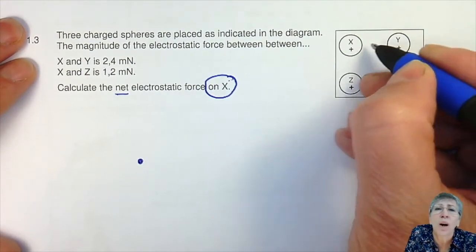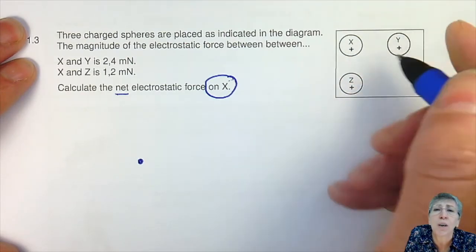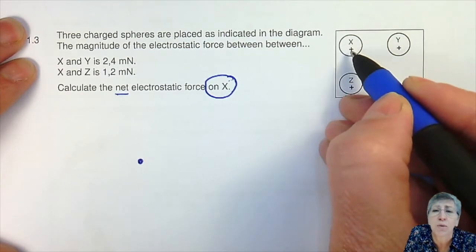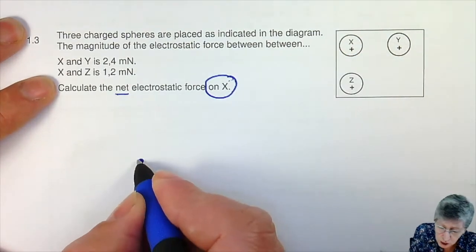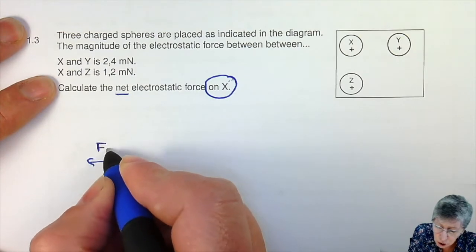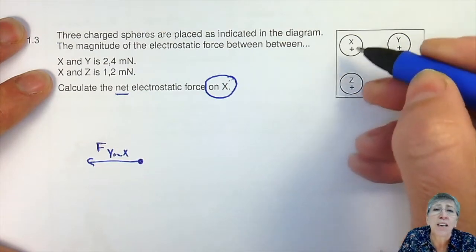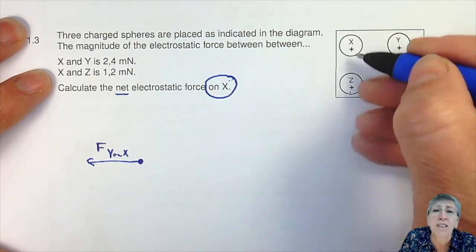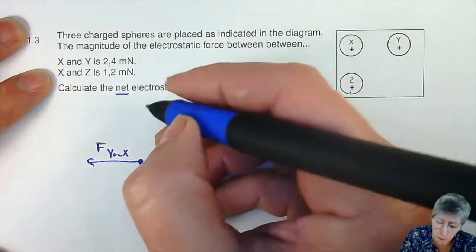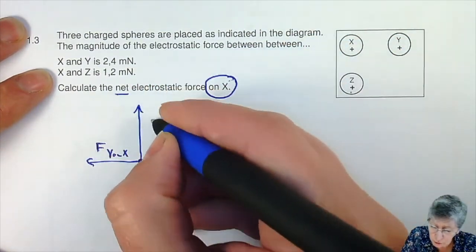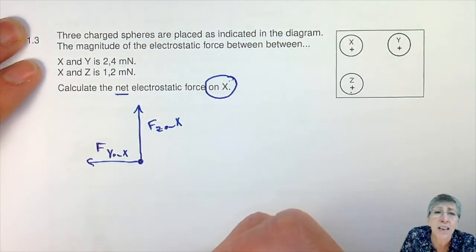Now, what is y going to do with x? They repel each other, but I'm not asked what's happening to y. I'm only asked what's x experiencing. So if they are pushing each other away, x will be experiencing a force to the left. So you will have F of y on x towards the left. Right, and then we're working with x and z. And what is z going to do with x? It's going to repel x. So it's going to push x upwards. So you will also have the force of z on x, and that is going to be an upward force.